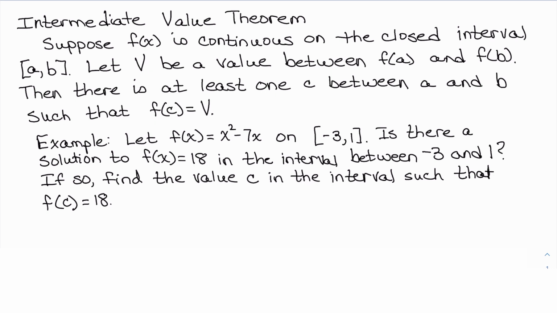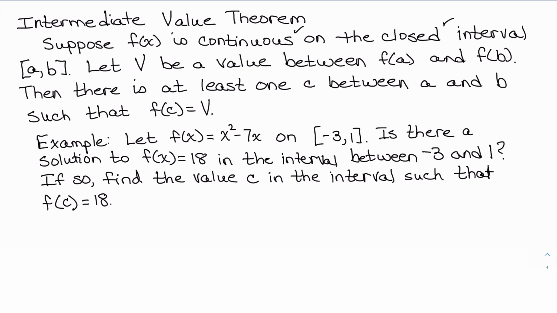So here's our example. Let f of x equal x squared minus 7x on the closed interval -3 to 1. f of x equaling x squared minus 7x is a polynomial, and polynomials are continuous over the whole real number line. So definitely it's continuous over the closed interval. So we have that aspect of the intermediate value theorem met. Now, the interval -3 to 1 has square brackets, so it's a closed interval. I still need to see the rest of the question and see if we have the rest of the intermediate value theorem met.